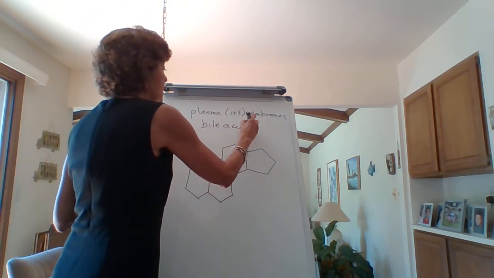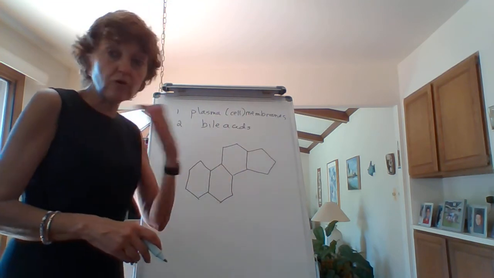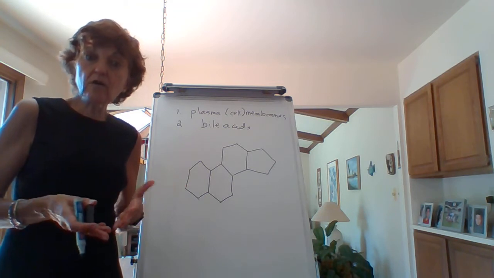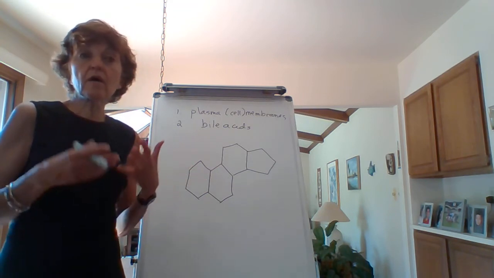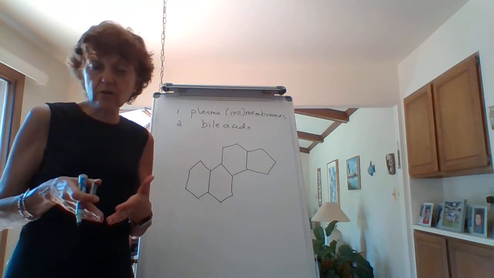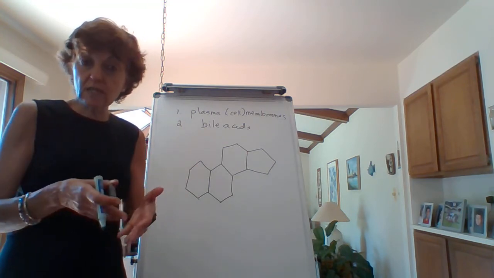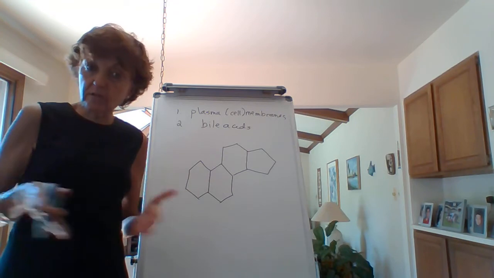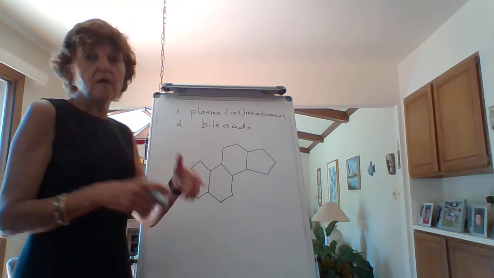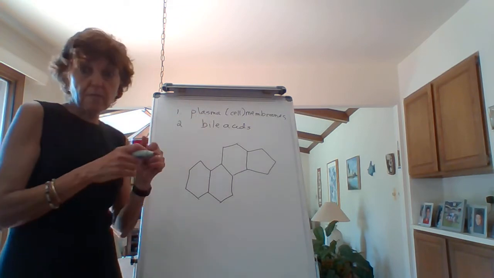Number two, it's an important precursor to synthesize bile acids. In fact, if you get cholesterol and you oxidize it, you're going to be turning it into bile acids. You've all heard of bile, maybe. Bile is produced by the liver, and then it's stored in the gallbladder, and then the gallbladder pours it into your small intestines to emulsify the lipids that you consume in your diet. So cholesterol is needed to make bile.